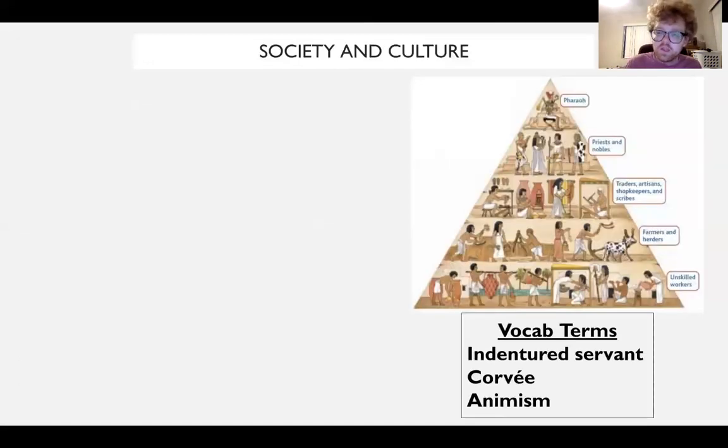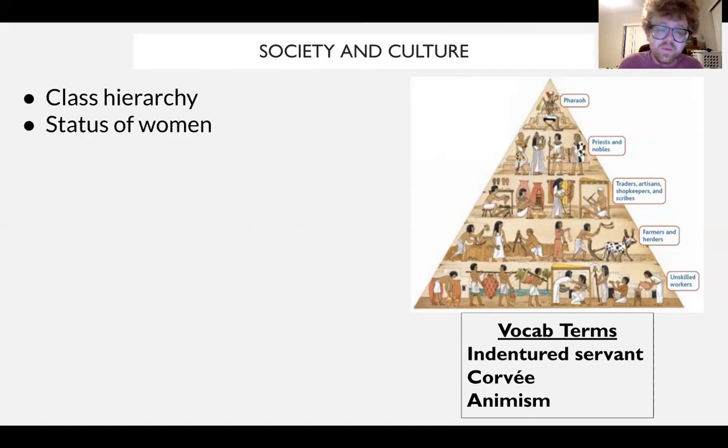What do we know about ancient Egyptian society? Well, quite a bit because of those records. We know that there was a class hierarchy, and you can conveniently see it in this pyramid over here. We know that there was a system in which there was absolute power in the hands of the pharaohs, much like Mesopotamia. You have priests and the nobility, and you have artisans and farmers and herders, and then finally unskilled urban workers for the most part.